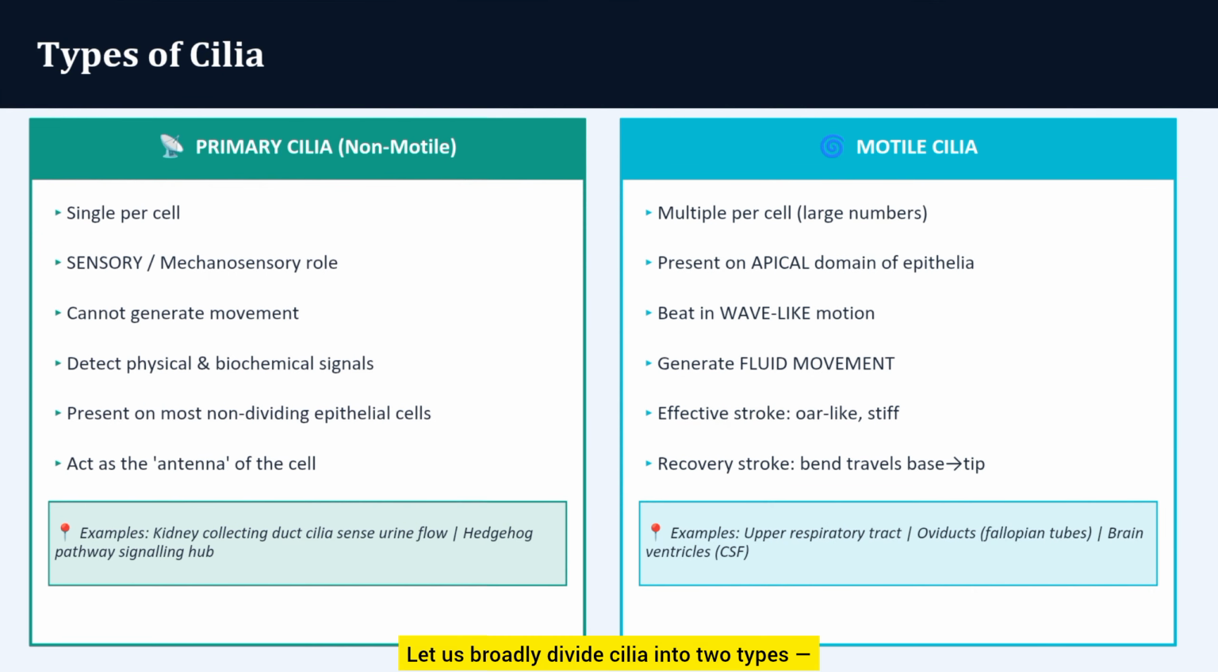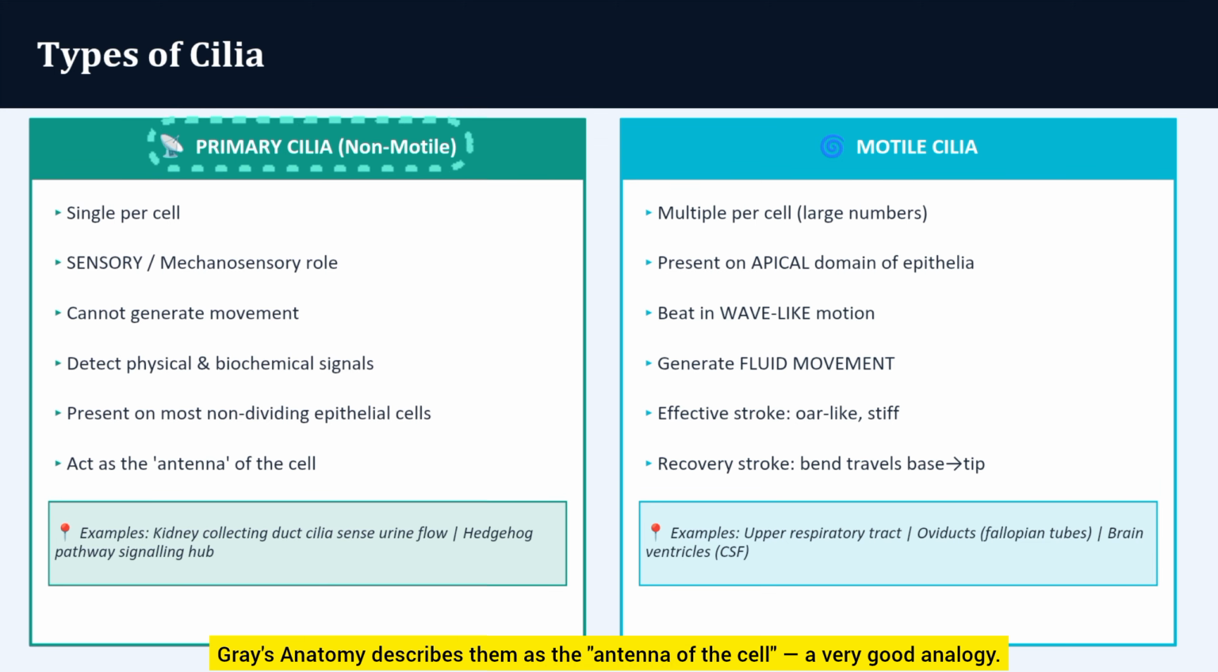Let us broadly divide cilia into 2 types, primary cilia and motile cilia. There is a fundamental difference between the two. Primary cilia, non-motile. These are single, 1 per cell. They do not generate any movement. Their job is sensing, detecting physical and biochemical signals. They are mostly found on non-dividing epithelial cells. Gray's Anatomy describes them as the antenna of the cell, a very good analogy.